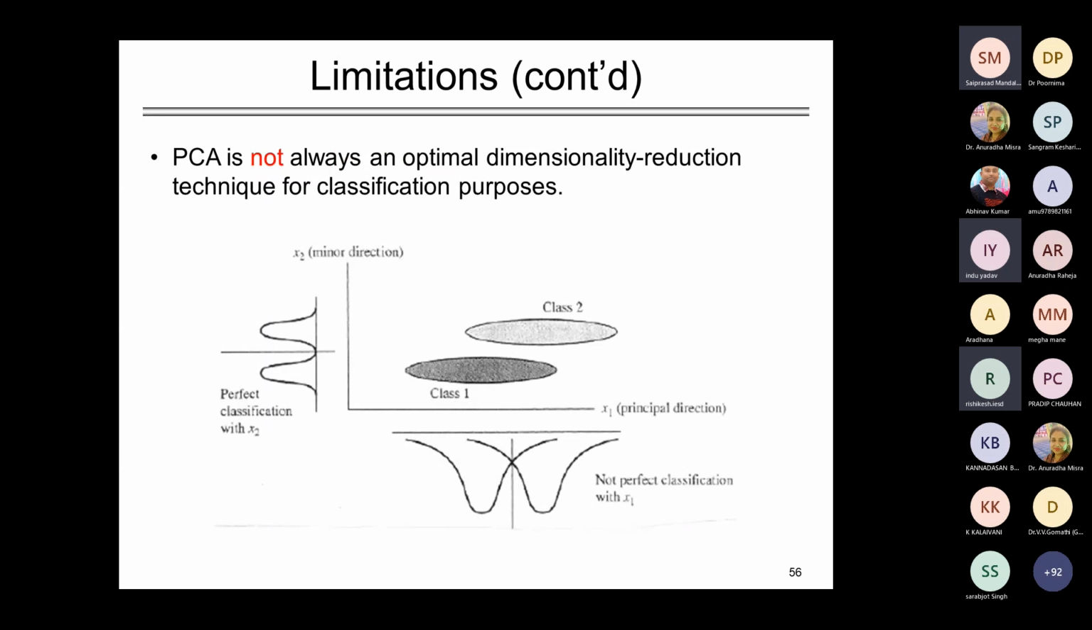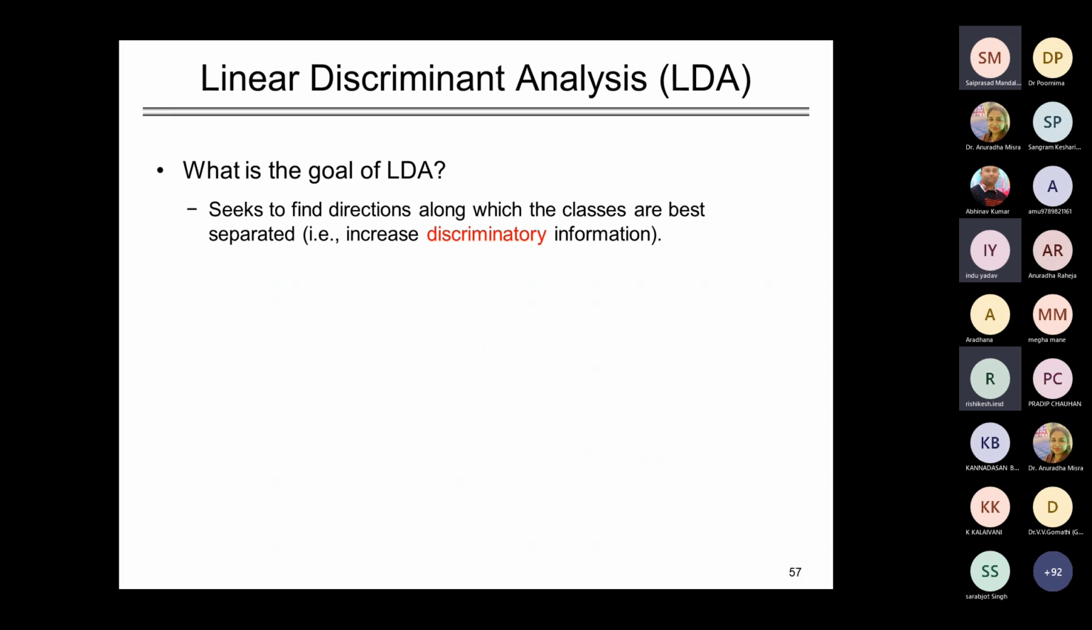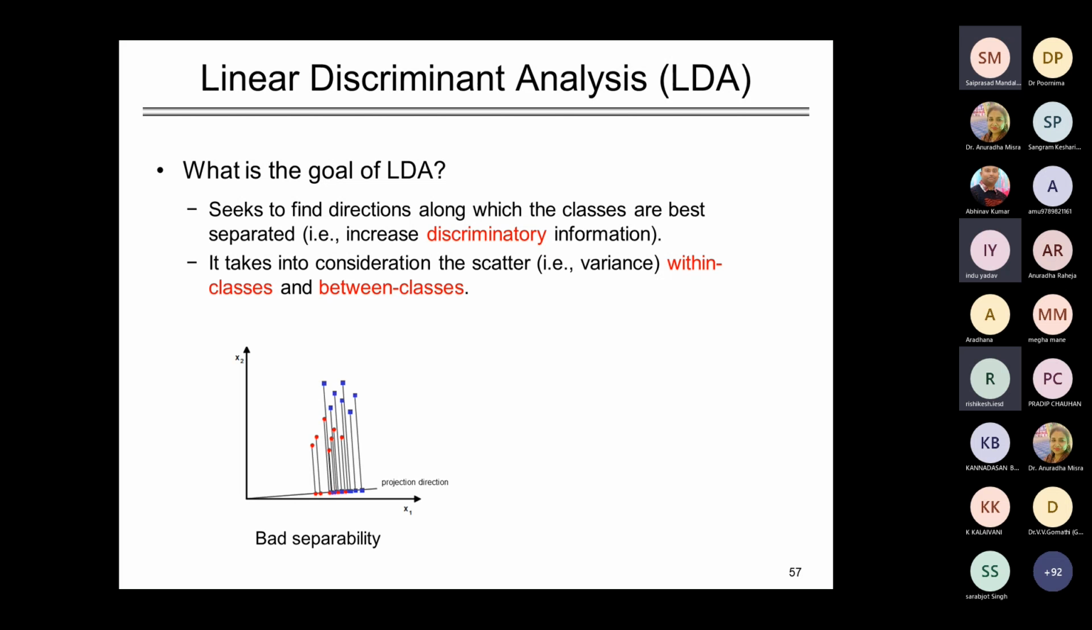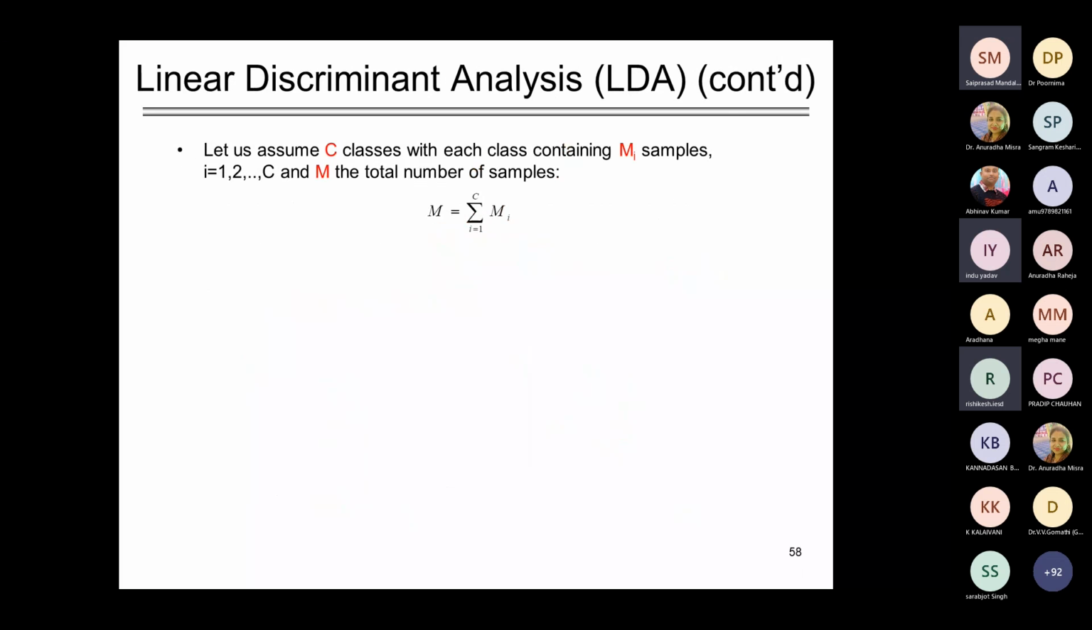PCA is not always an optimal dimensionality reduction technique for classification purposes. Now, linear discriminant analysis. What is the goal of linear discriminant analysis? It seeks to find directions along which the classes are best separated, that is, increase discriminatory information. It takes into consideration the scatter within the class and between the classes. So you can see bad separability, projection direction, and good separability.